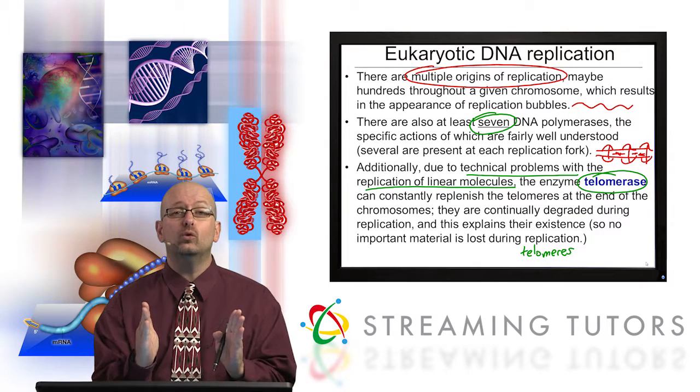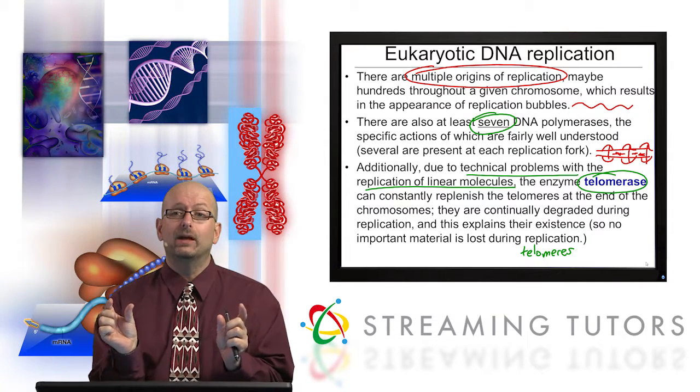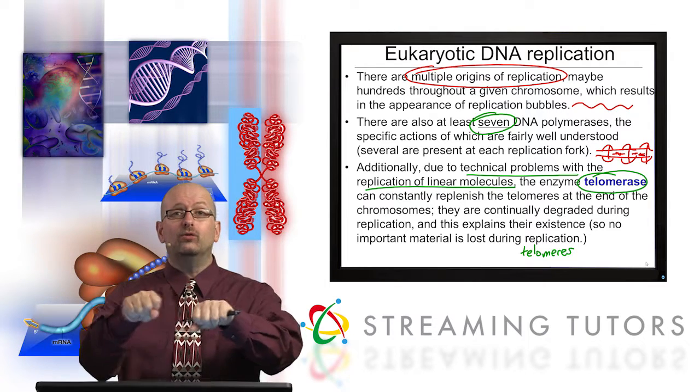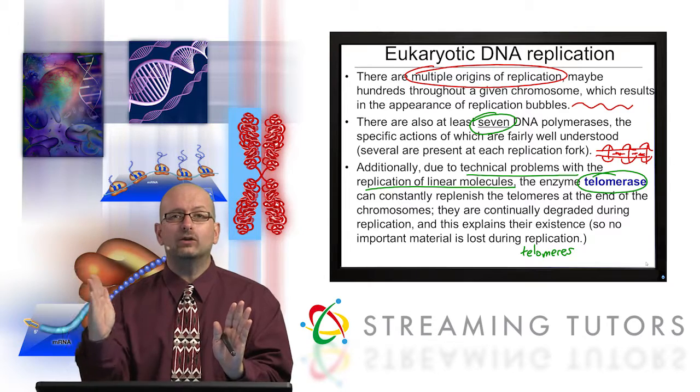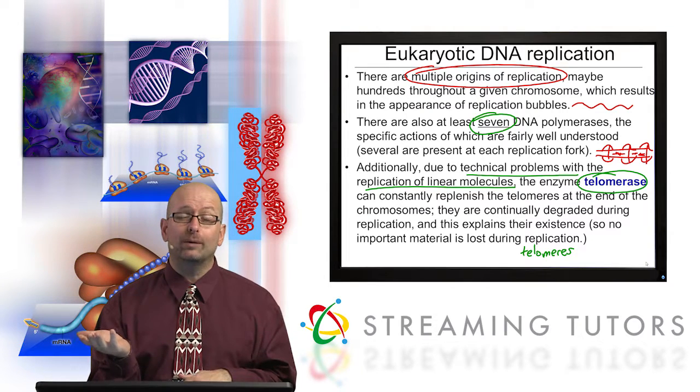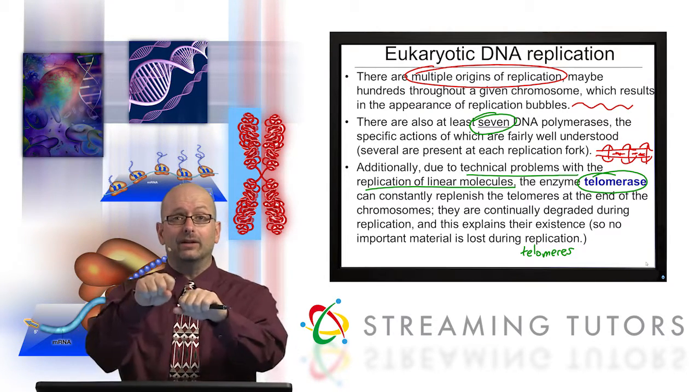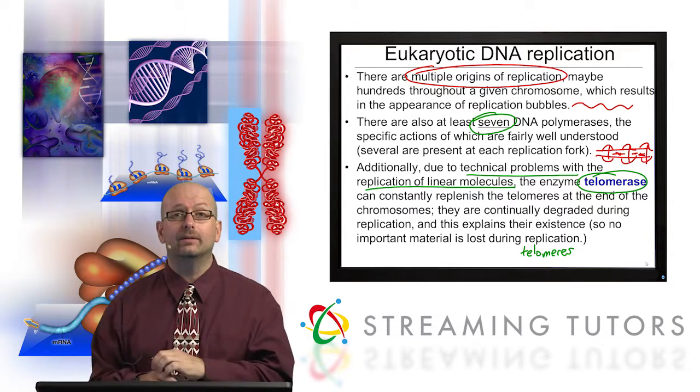They actually lose material, lose bases during replication. So sticking a telomere on the end is sort of like a buffer zone. So as that gets degraded, you're not actually losing information. And then telomerase can come over and re-lengthen it again.